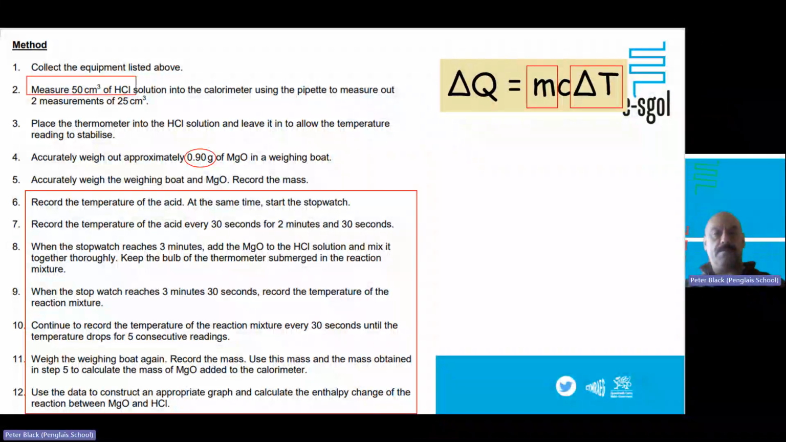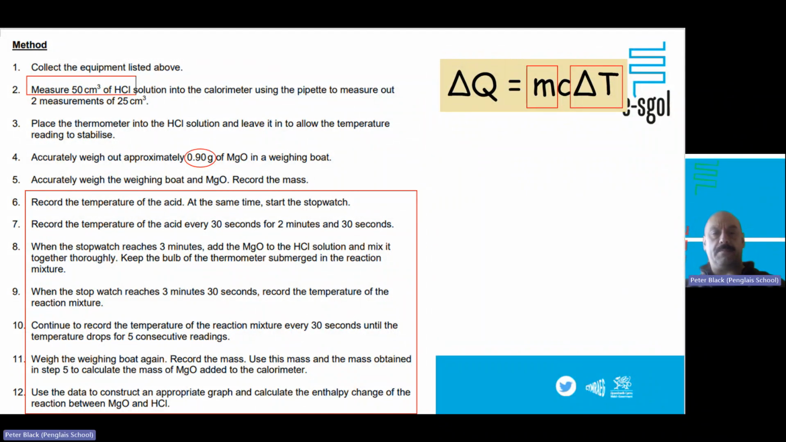Okay, so you've read there then, hopefully, that initially you don't actually measure the temperature of the reaction. You literally put your thermometer in and measure the temperature of the acid for 2 minutes and 30 seconds. And then at 3 minutes you add your substance, the magnesium oxide in this case, to the acid, and you still don't measure the temperature, which is kind of weird, right? What you're doing at this point is just making sure they're mixing thoroughly, so you want to make sure the reaction releases all its heat as quickly as possible.